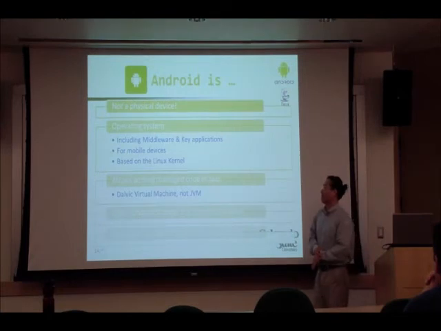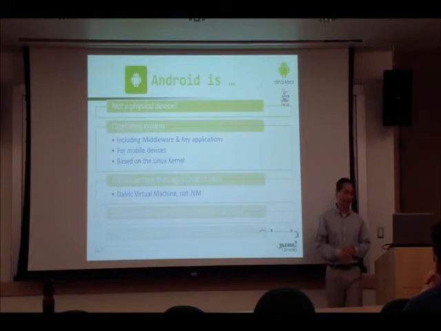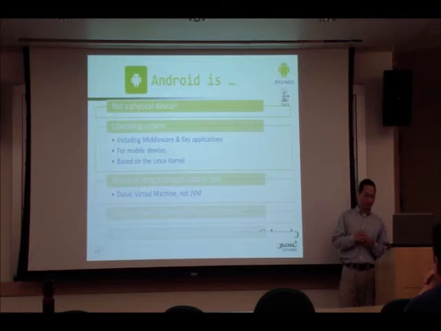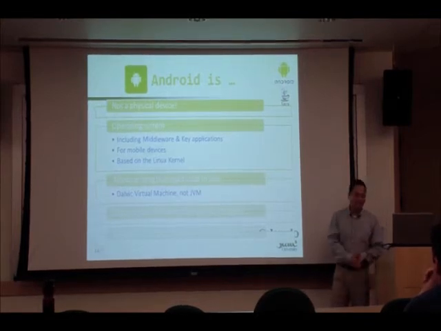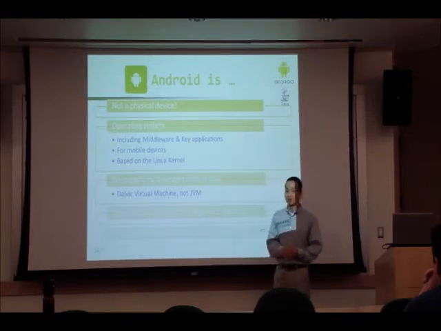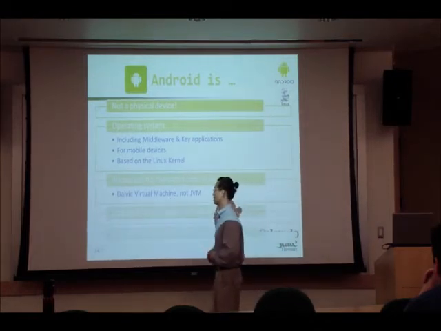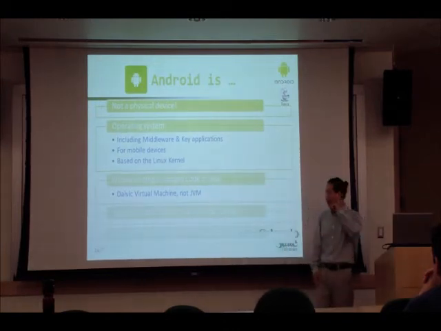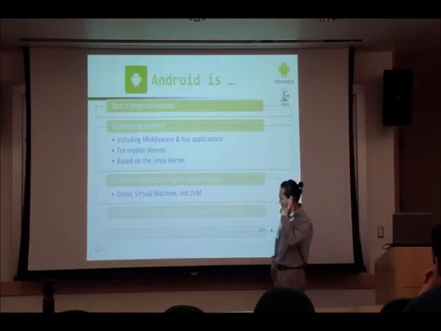So Android, first of all, is not a physical device, right? Android is an operating system mainly for mobile devices, including middleware and some of the key applications. Currently, it's based on Linux kernel 2.6. The applications under Android are developed with Java. However, they run under the Dalvik virtual machine, which is developed by Google, not the Java virtual machine. And as I said, it is an open standard, managed by the Open Handset Alliance.